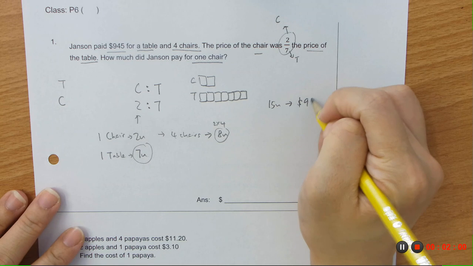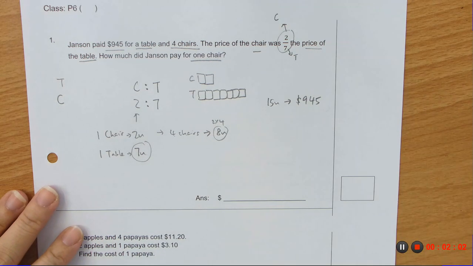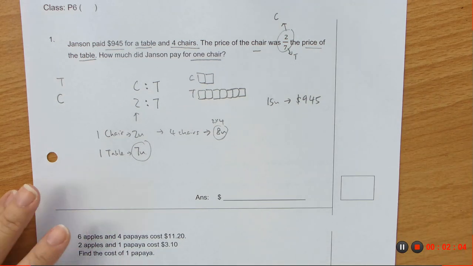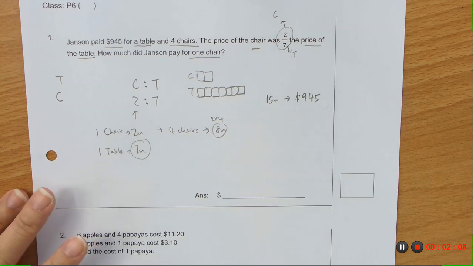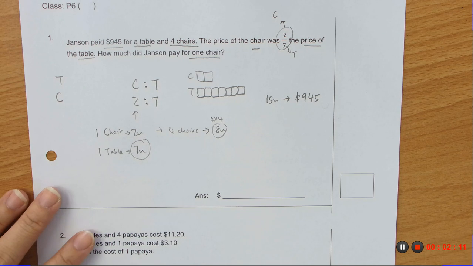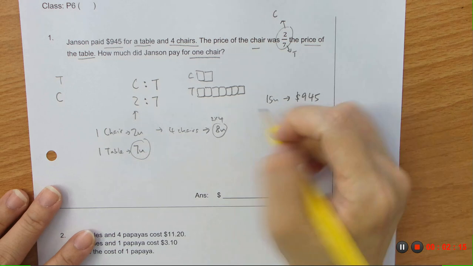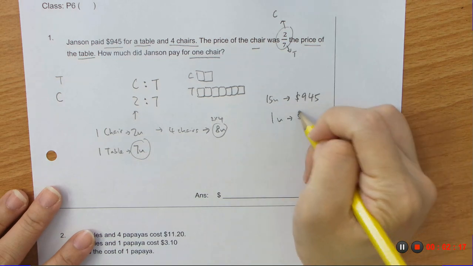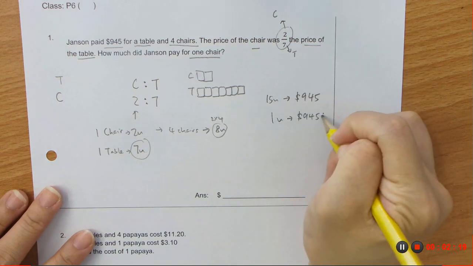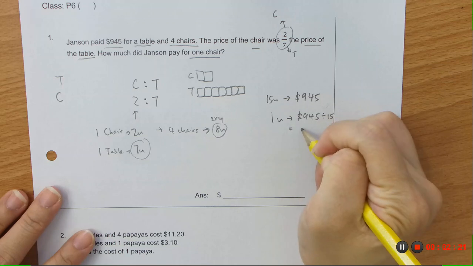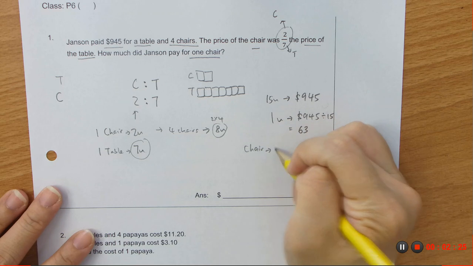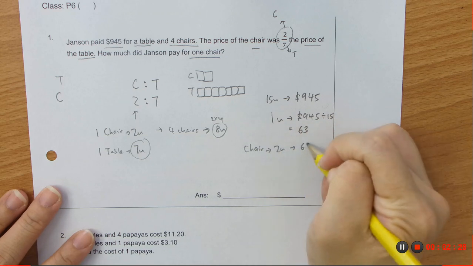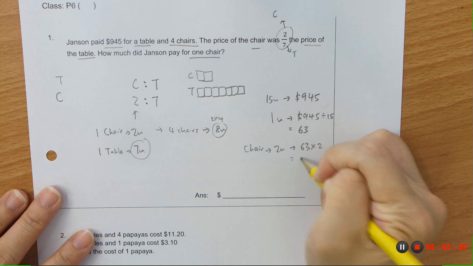Oh, I forgot to say you can use a calculator. Can you take the calculator for this? This is all the questions for paper 2 actually. So what's 1 unit? 63. So a chair is 2 units. So it's 63 times 2, 100 and? Sorry?